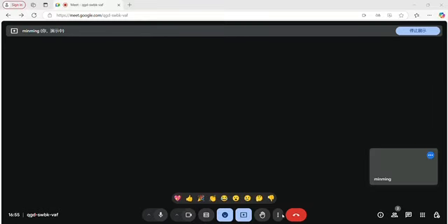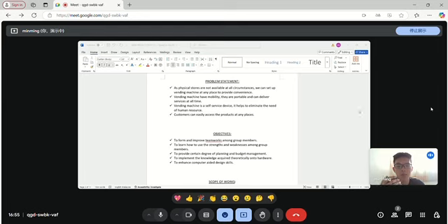And now we come to the problem statement of the project. As physical stores are not available in all circumstances, we can set up vending machines at any place to provide convenience. Besides, vending machines have mobility, they are portable and can deliver service at all times. A vending machine is a self-service device. It helps to eliminate the need for human resources, and customers can easily access the product at any place.